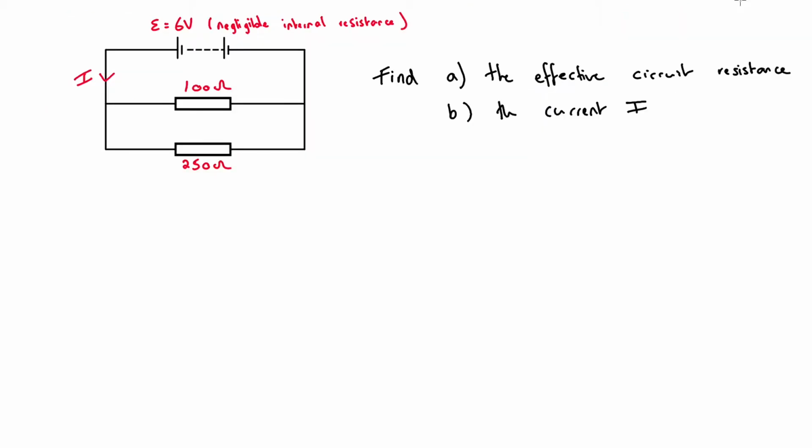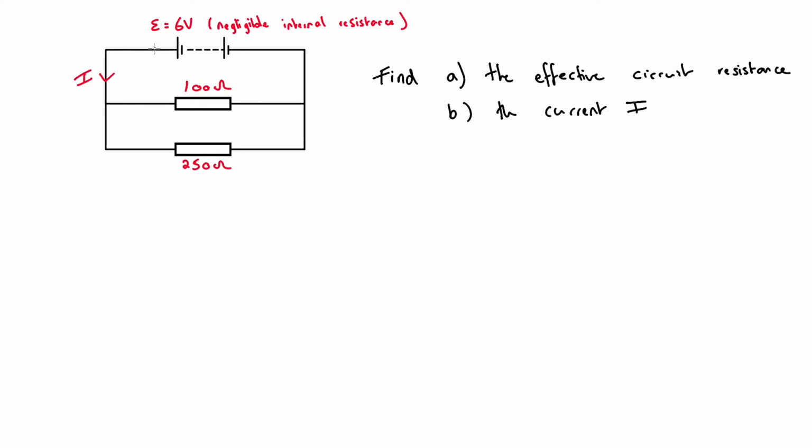Okay, well let's have a look at some problems involving resistors connected in series and parallel combinations. Here we have a circuit, we have a battery pack, negligible internal resistance. We'll look at internal resistance in a lesson later on. And we're asked to find the effective resistance of this circuit. So the first thing we need to recognize here is that we have two resistors which are connected in parallel to one another. How do I know they're in parallel?